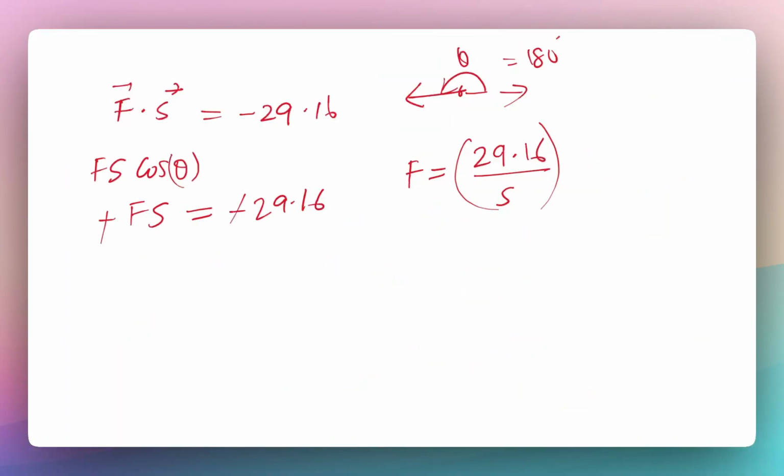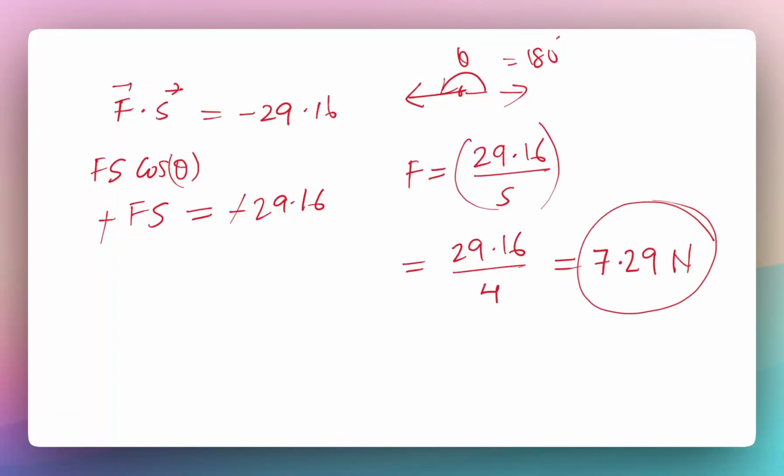So we're going to simply take that and put it here: 29.16 divided by 4 meters, and that is going to be the value of the friction force. So that's now simple, 29.16 divided by 4, and that is 7.29 newtons, and that will be our answer.